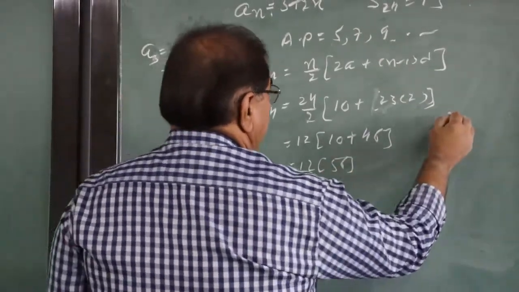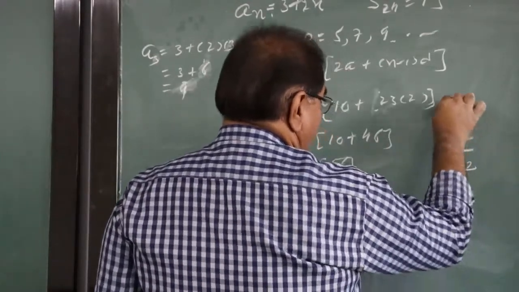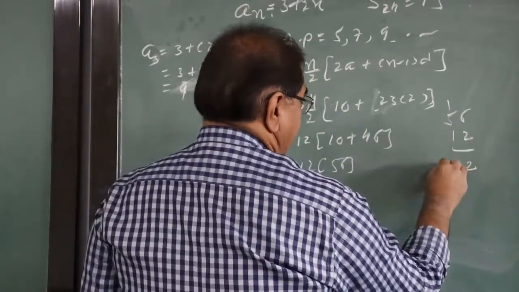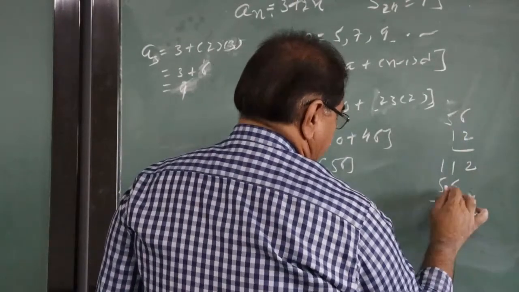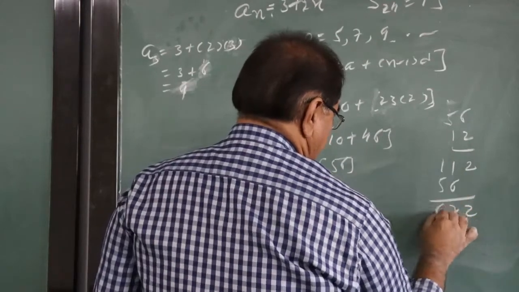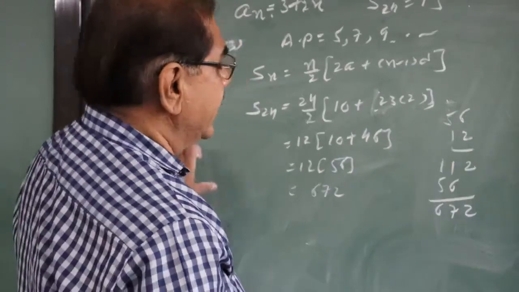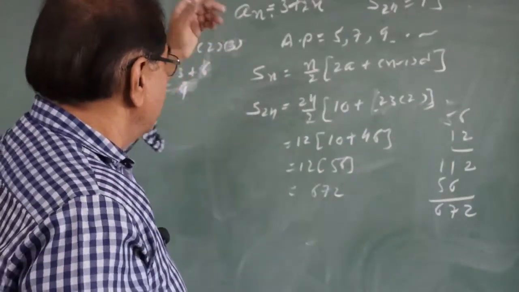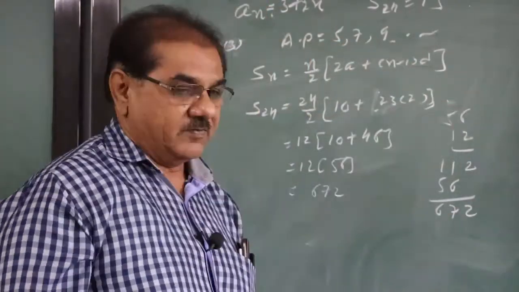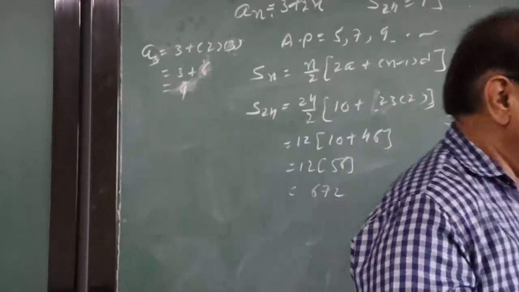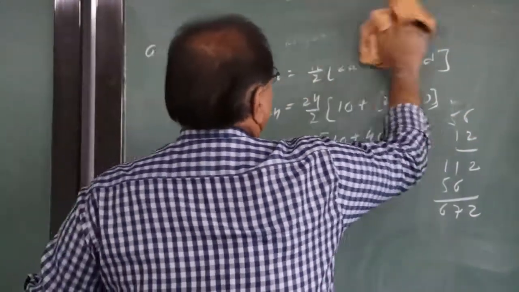So simply take the product of 56 and 12. 6 times 2 is 12, 1 carry forward, 5 times 2 is 10 and 1, 11. Then 1 times 6 is 6, 1 times 5 is 5. So 2, 6 and 1 is 7, 5 and 1 is 6. So the answer is 672. This is how you can get your answer S24. But first of all, using this general form of the AP, you have to find the first few terms of the AP. That way you can find A and the common difference D. We go for the next.